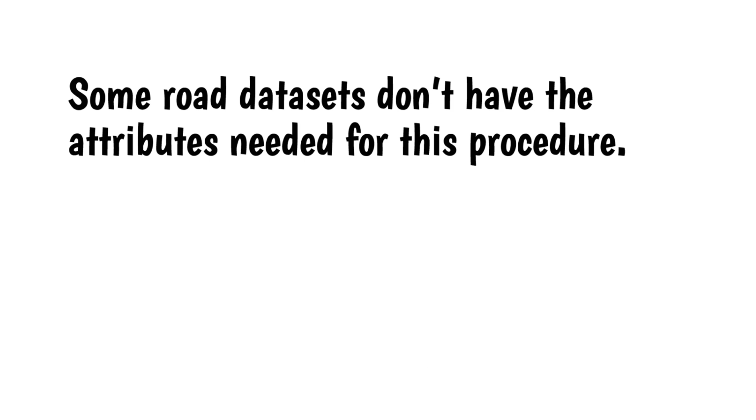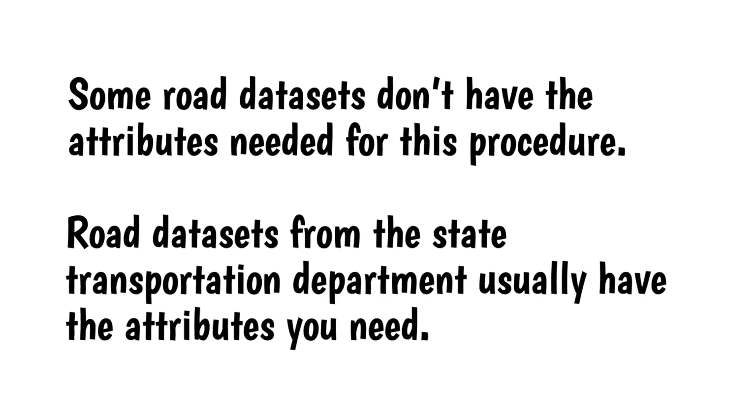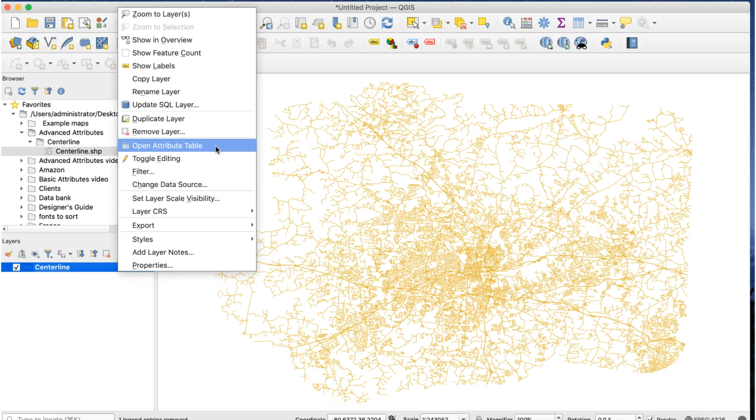Note: some road datasets don't have the attributes needed for this procedure. If the first one you find doesn't, look for one that does. Road datasets from state transportation departments usually have the attributes you need. Let's take a deeper look at the data.